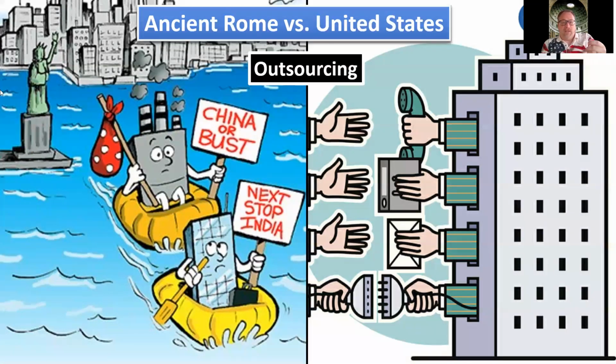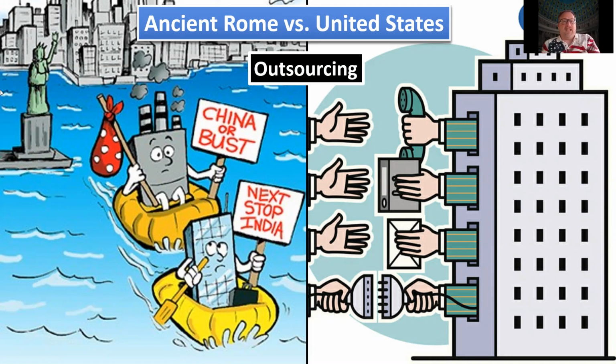So I love the cartoon up here on the left. Basically, China or bust, next stop, India or bust. It really does go through and show you what happens if, with our supply chain, the things that we really need are outsourced, and then we can no longer get them. This is what happens with ancient Rome.